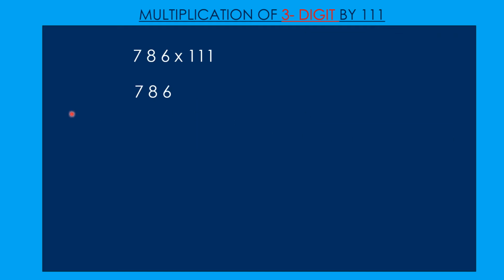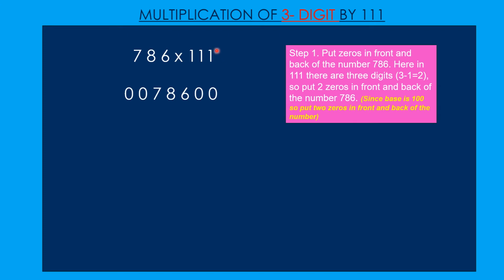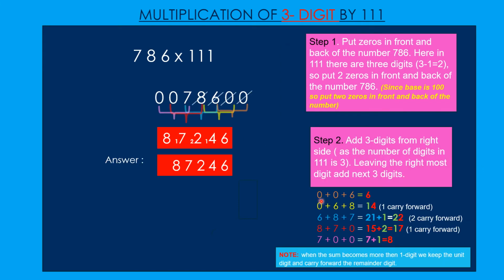Another example of a 3-digit number multiplied with 111. 786 times 111. So just write down 786. Then what is the next step we do? We put the number of zeros in front of 786 and the same number of zeros at the end. So 111 has 3 digits, so 3 minus 1 is 2. So put 2 zeros in front and 2 zeros at the back of the number 786. Then add 3 digits from the right side.